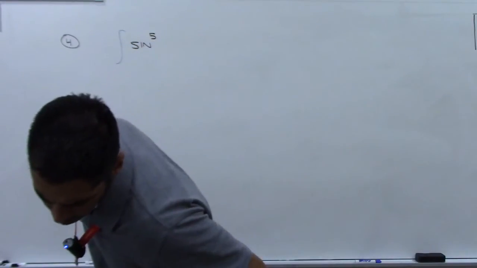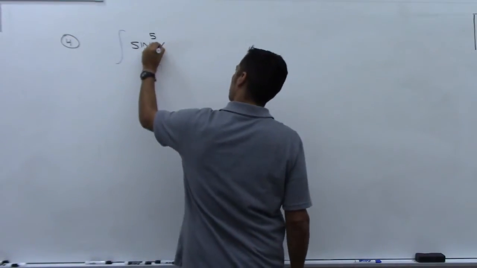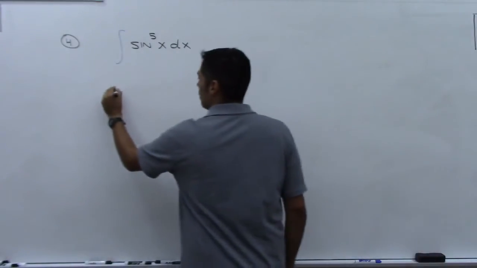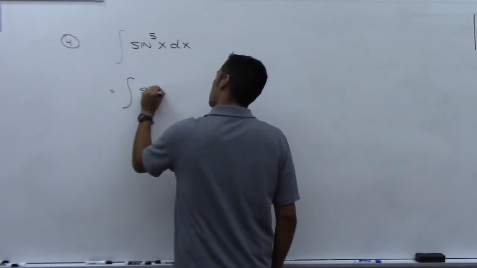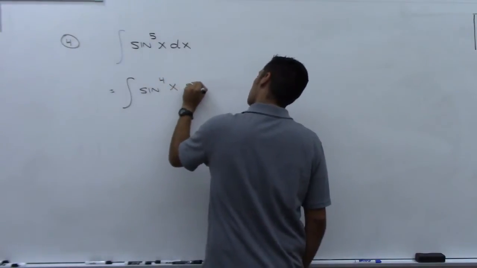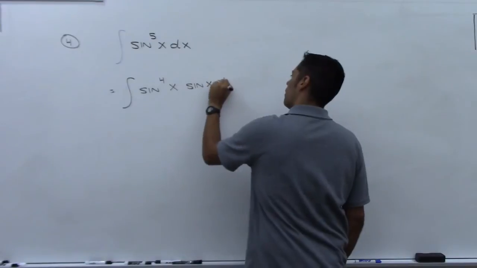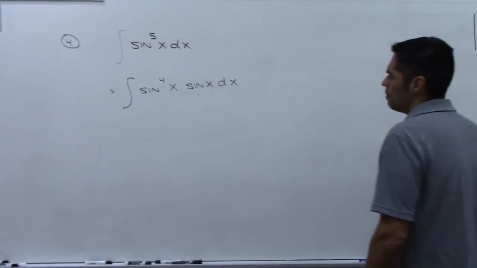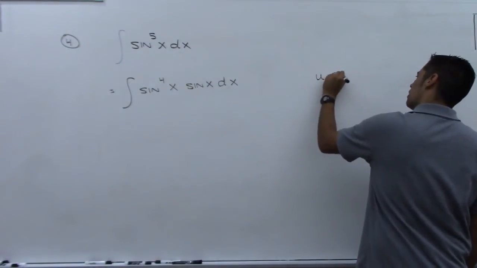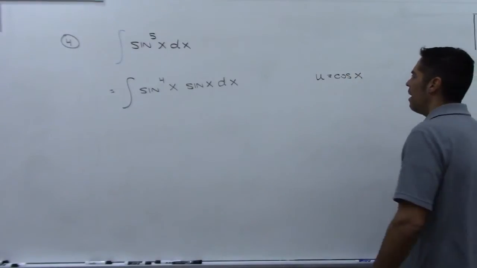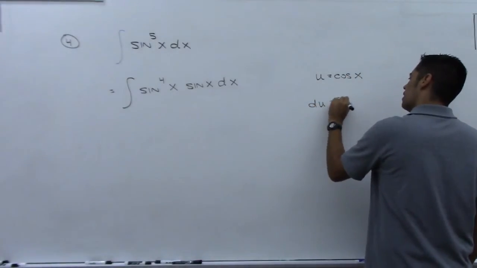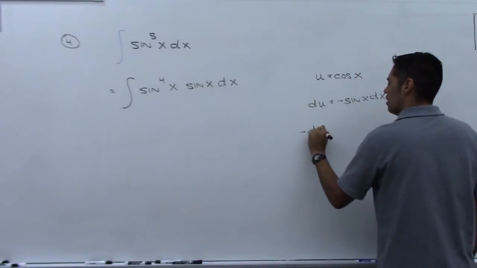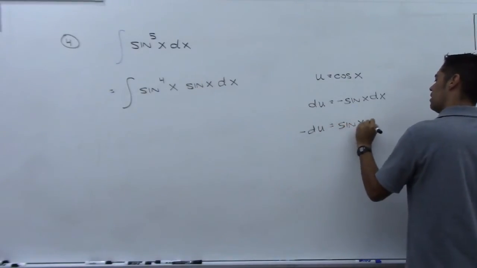Sine to the 5th x dx. All right, so I have sine to an odd power, so I will factor one factor of sine out. But we have a problem here because we're supposed to let u be equal to cosine x. The derivative of this is negative sine x dx, which I almost had there. I'm off by sine, so negative du will be sine x dx.